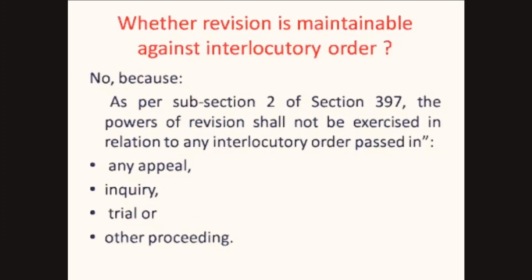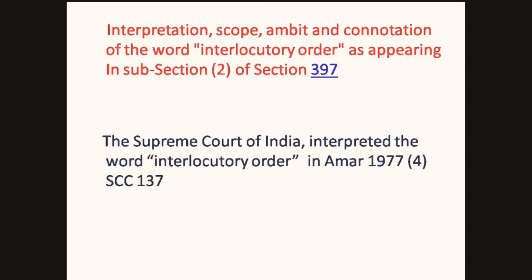Whether a revision is maintainable against interlocutory order. If you see subsection 2 of Section 397 Cr.PC, it provides that the power of revision shall not be exercised in relation to any interlocutory order, whether that has been passed in appeal, inquiry, trial, or any other proceeding. So now the question arises, what is interlocutory order? Whether all the orders passed by the inferior court in any proceeding are interlocutory, and how to check whether an order is interlocutory or final order, whether the revision is maintainable or not.